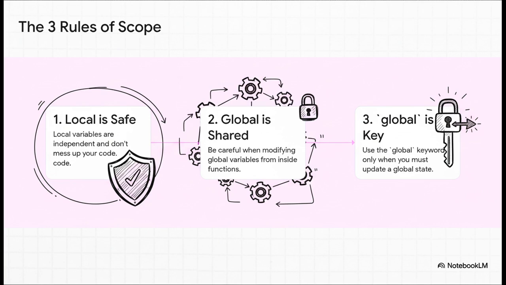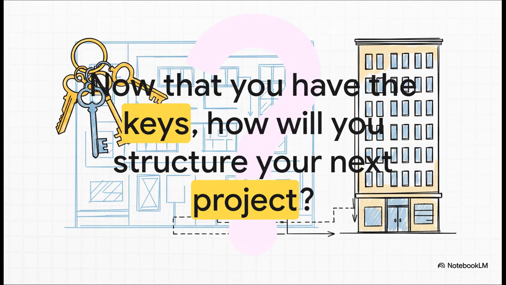Rule 2, global variables can be seen by everyone, so they're great for things everyone needs to read, but you have to be really careful about who gets to change them. And finally, rule number 3, the global keyword is that master key. Use it sparingly and only when you have a very good reason to modify a global variable from inside a function. And just like that, Python scope isn't so mysterious anymore, is it? By thinking about your code in terms of lobbies, private rooms, and master keys, you can write programs that behave exactly how you expect them to every single time. So the real question is, now that you have the keys to the building, how are you going to design your next project?